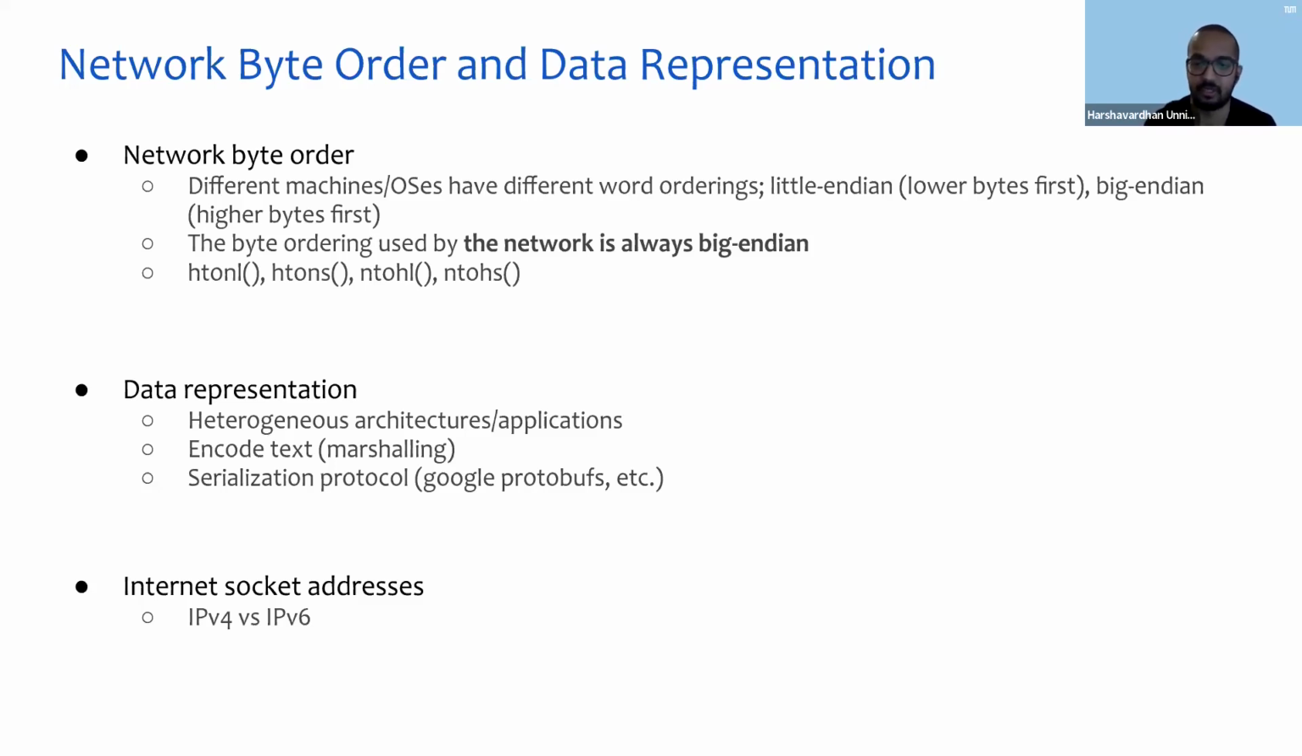Heterogeneous applications additionally need to exchange data, and this requires a common or unified data format. To achieve this, applications either encode the text to a specific format or use a serialization protocol like protobufs. And finally, different machines over the network are allocated unique addresses in either the IPv4 or the IPv6 format.